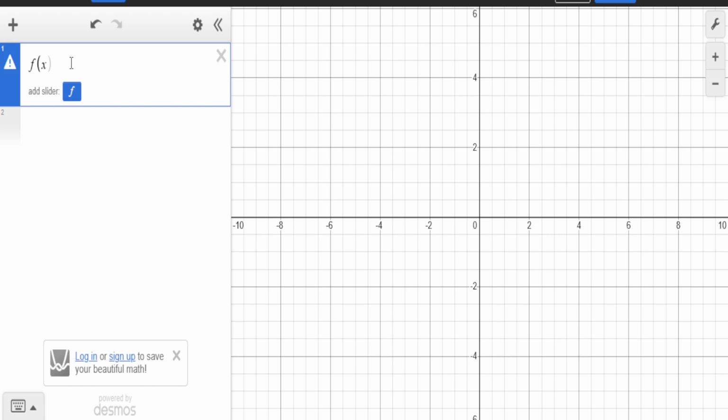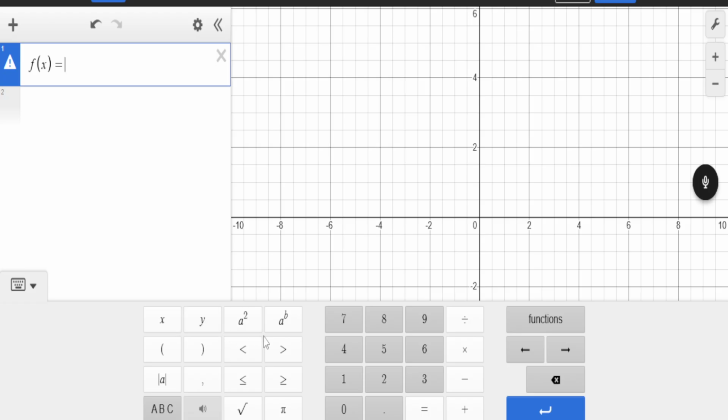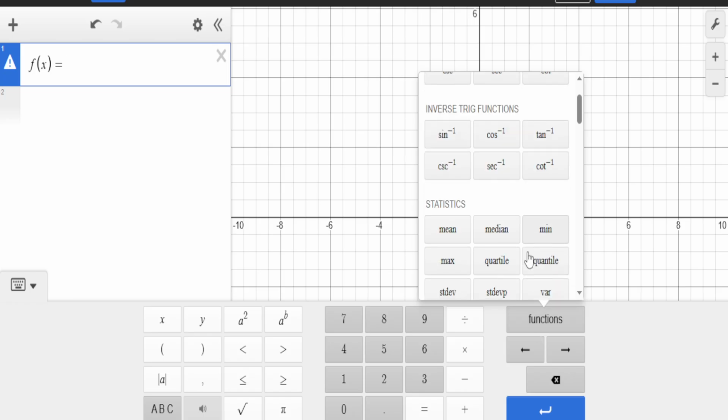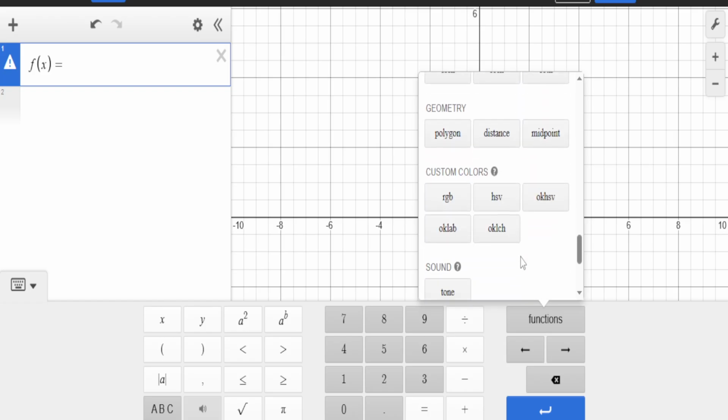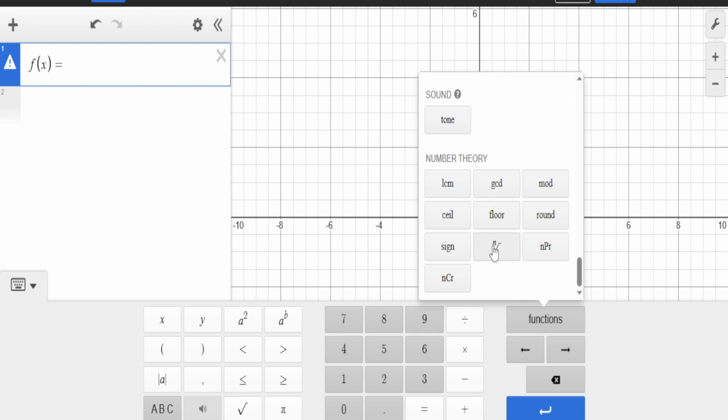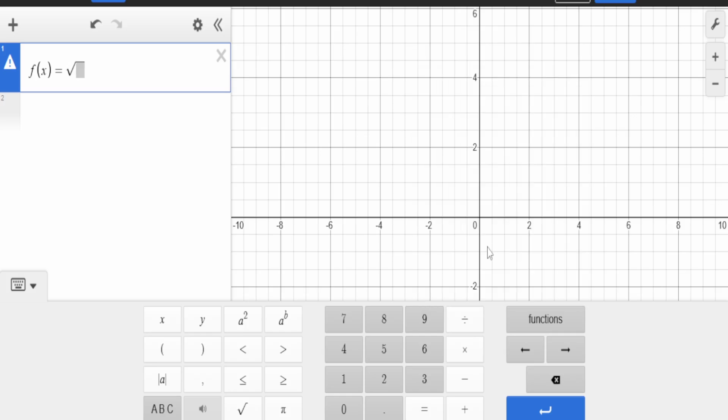Okay. F of x equals. Now we need a cube root. Let's go down here, and so we can find a cube root somewhere. Now that's a square root. I want a cube root. I don't see any cube roots. I got an n root. That will do it. Okay, and let's put 3 in here. There we go. And then an x in there, and there's our cube root.